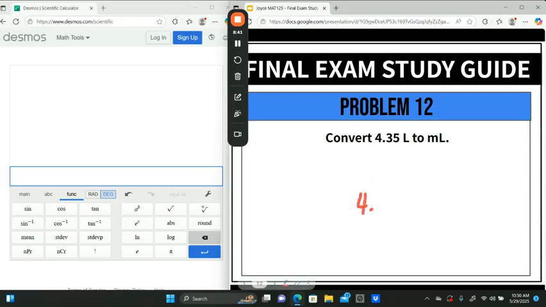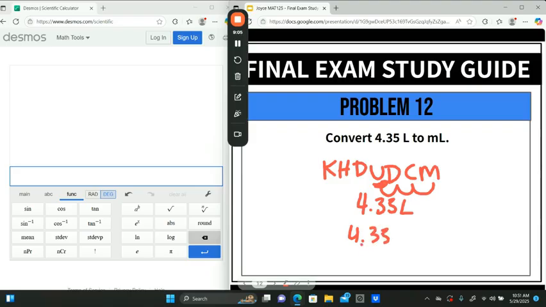All right, number 12. Convert 4.35 liters to milliliters. Same thing here. You can use whatever version of this you prefer. It's just always helpful. We're starting with liters, which is the standard unit, and we're going to milliliters, which is 1, 2, 3 units to the right. So we've got 4.35, 1, 2, 3. The decimal is going to go here, and my answer is 4,350 milliliters.